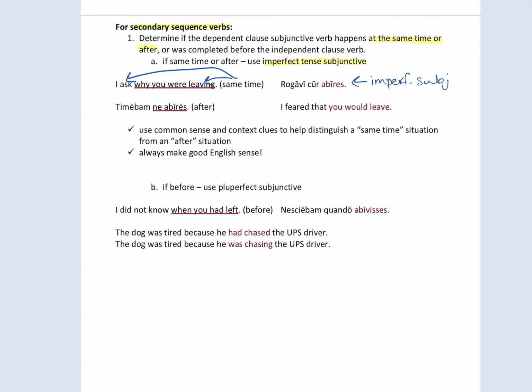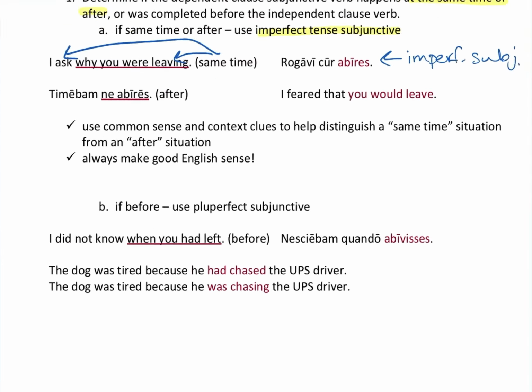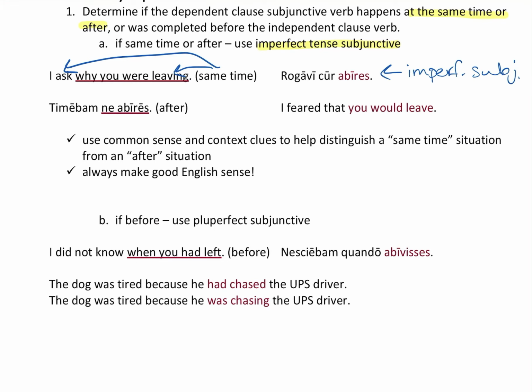Imperfect subjunctive. Okay? I'm going to make this a little bit bigger. Here we go. Now, timebam ne abires. I feared that you would leave. We have the same, do you notice? Still it's in the imperfect. But it's after. In the English, it's after. The leaving, right? The fearing. When is this going to happen? The leaving is happening after the fearing.